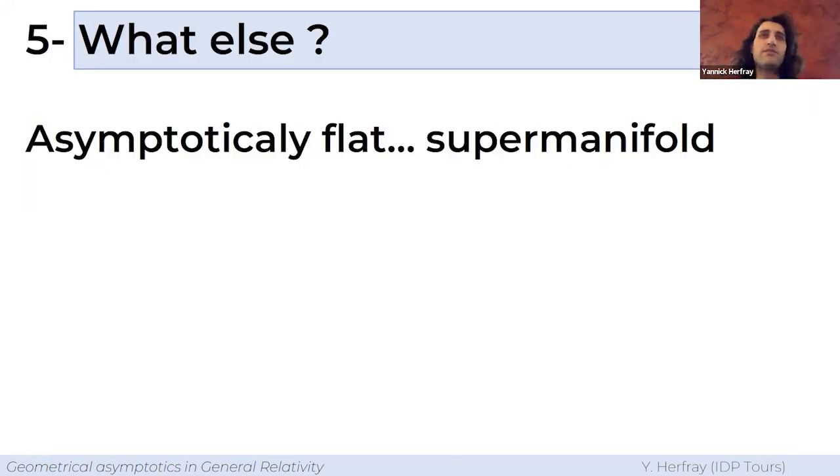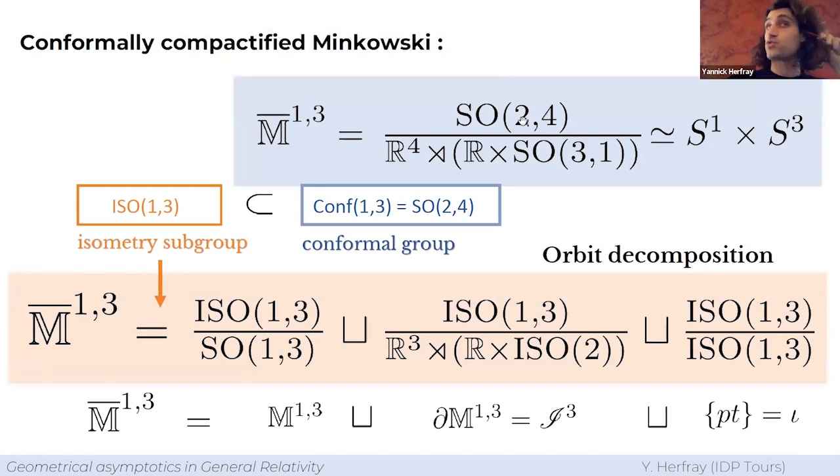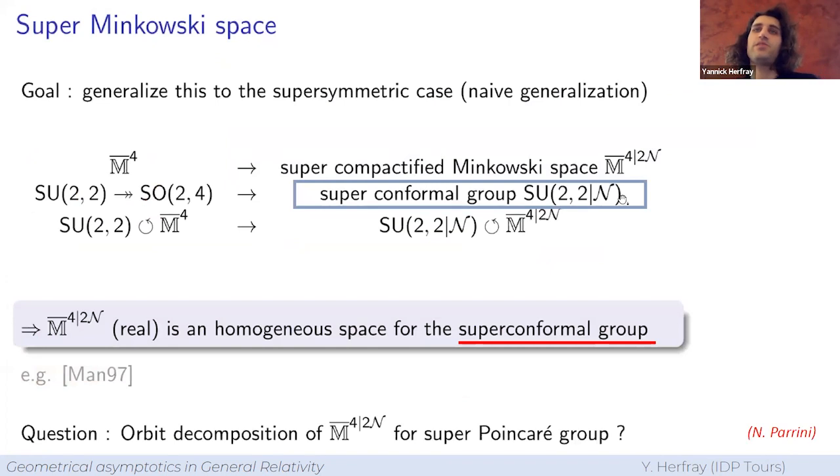And what type of new ideas can you get? Something that we are working on, with Noemi Parini and Nicolas Boulanger in Mons, is developing a new type of asymptotics, but for supermanifolds. So what's the game that you're playing? Remember what was crucial in the conformally compactified case was choosing ISO(1,3) inside of SO(2,4). You can do the same thing in the supersymmetric context. The conformal group in four dimensions is SO(2,4), which is also SU(2,2). The superconformal group is SU(2,2|N). And you can realize something called super compactified Minkowski space as a homogeneous space for the superconformal group.